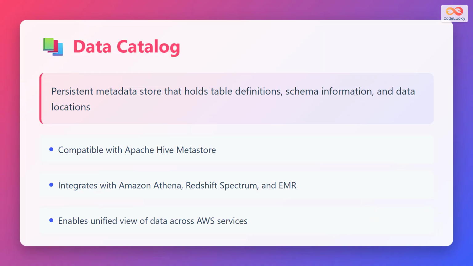The AWS Glue Data Catalog is a persistent metadata store that holds table definitions, schema information, and data locations. Think of it as an index or directory for all your data assets. It's fully compatible with Apache Hive Metastore, which means it can work seamlessly with tools that use Hive. The data catalog integrates with other AWS analytics services like Amazon Athena for SQL queries, Redshift Spectrum for data warehouse analytics, and EMR for big data processing. This integration enables a unified view of data across all AWS services, making it easier to discover and work with your data.